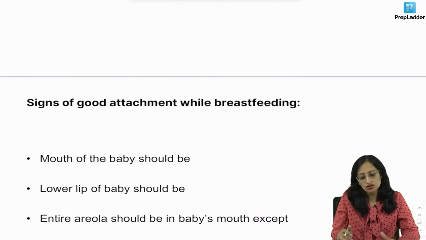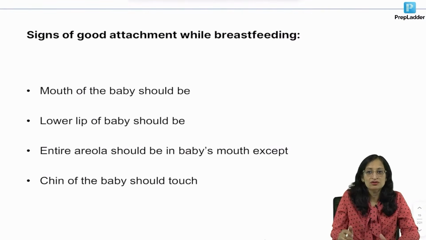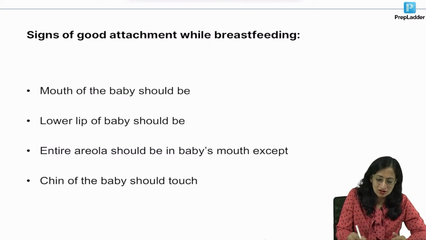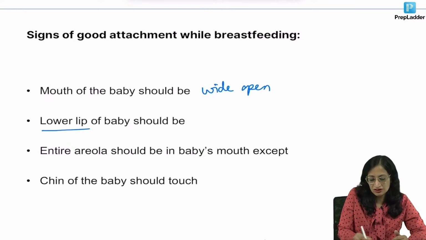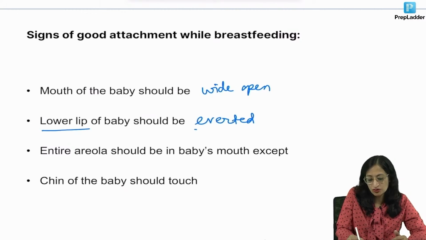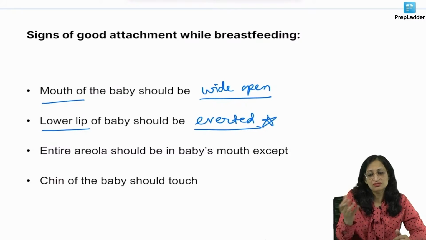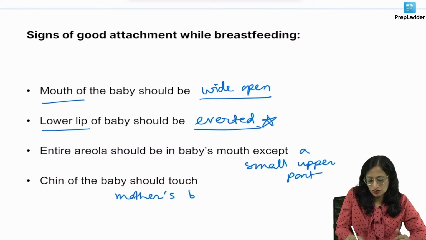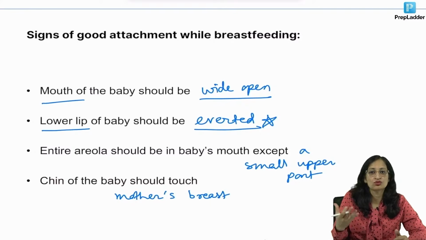What about the signs of good attachment? So the mouth of the baby should be wide open. It's not like the mouth is just open this much and only the nipple inside, then effective suckling will not happen. So mouth of the baby should be wide open. Lower lip of the baby should be everted or turned out, not inverted. Entire areola should be in baby's mouth except a small upper part which may be visible. And chin of the baby should touch mother's breast. So these are the signs of good attachment or latching while breastfeeding.